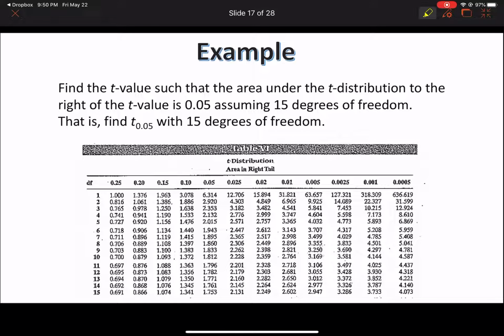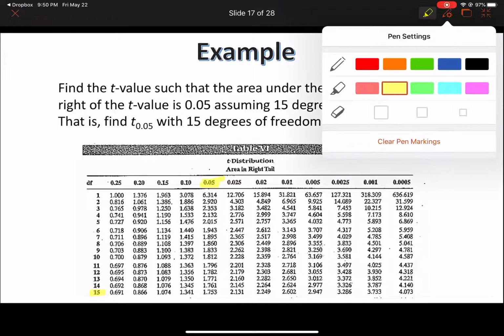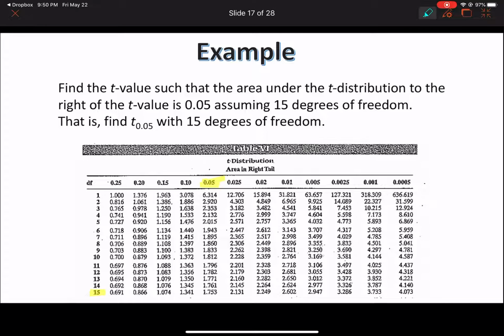So our n minus 1 here is 15. So we're going to go on 15 right here, and 0.05. And I will find where they meet, and my t value there is 1.753. So that's how we find that on the t table.